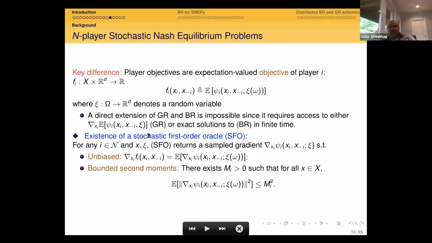Instead, in line with much of the literature on stochastic approximation, and more recently on stochastic first-order methods, we assume that there exists a stochastic first-order oracle that provides a sampled gradient that is both unbiased and has bounded second moments. I should say that more recently we've been able to weaken the unbiasedness assumption and work with a slightly weaker requirement, but I won't talk about that here. The unbiasedness assumption can be weakened in a regime where you use variance reduction. Okay. But you do require some bounds on the second moments.